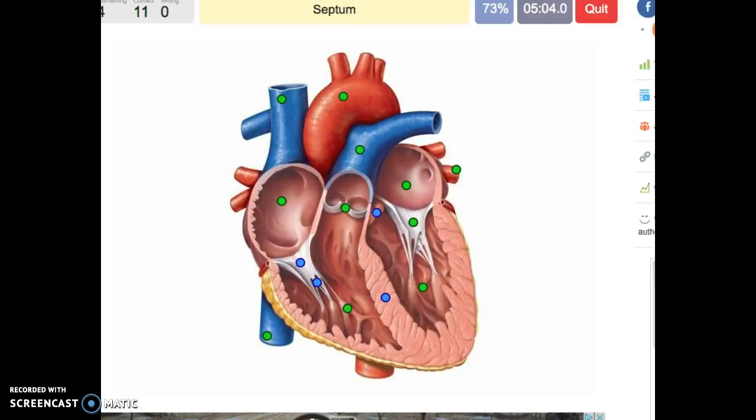Next is a septum. The septum keeps blood from the right and left side separated and stops the blood from mixing. This is important because the blood in the left ventricle is loaded with oxygen for the rest of the body to use. Next is the aortic valve, and the job of this is to stop the backflow of blood into the left ventricle so it can therefore be pumped to the body.